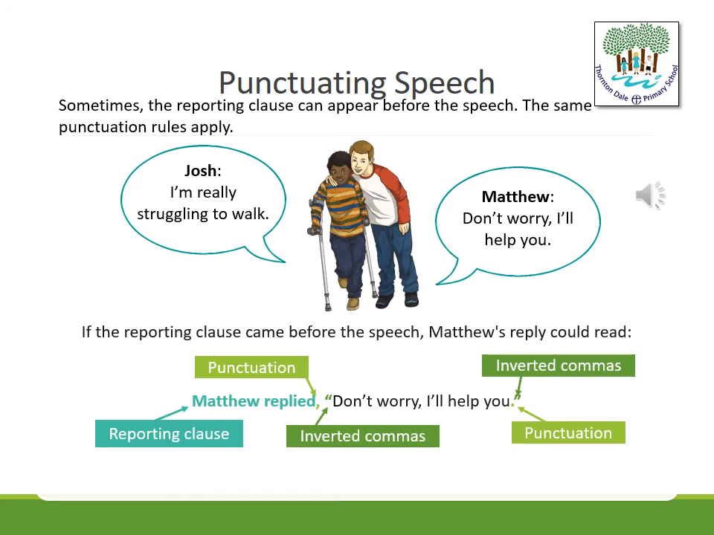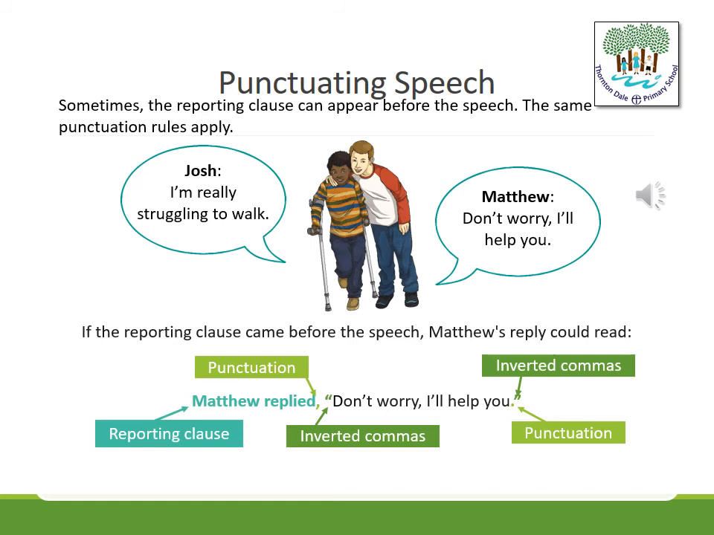So the reporting clause doesn't always have to come at the end of speech, it can come before speech. So for example, it could be Matthew replied, "Don't worry, I'll help you." It can even come in the middle. So it could be, "Don't worry," Matthew replied, "I'll help you." So if that was to be the case, then you would put the speech punctuation, so the inverted commas, only around the words which were spoken.